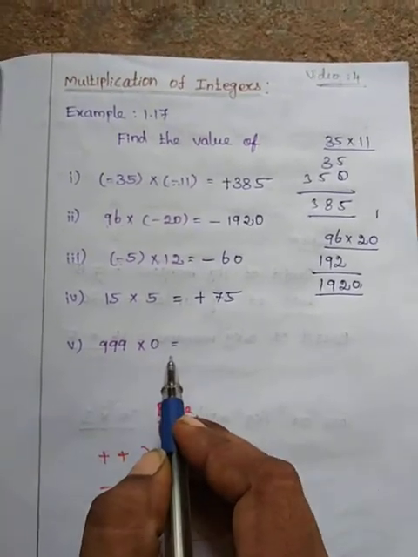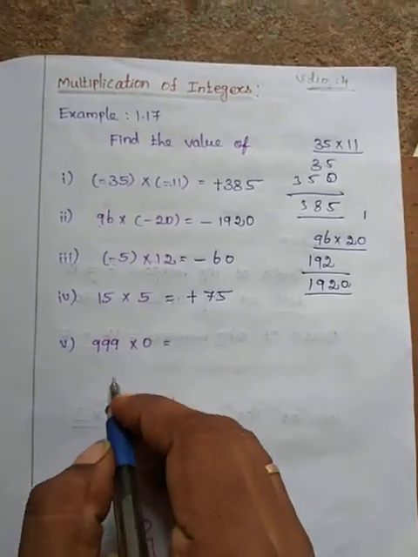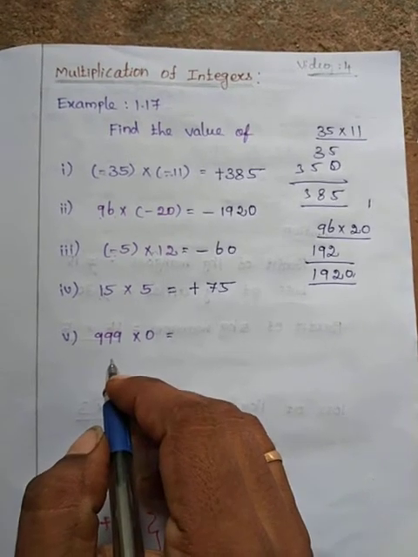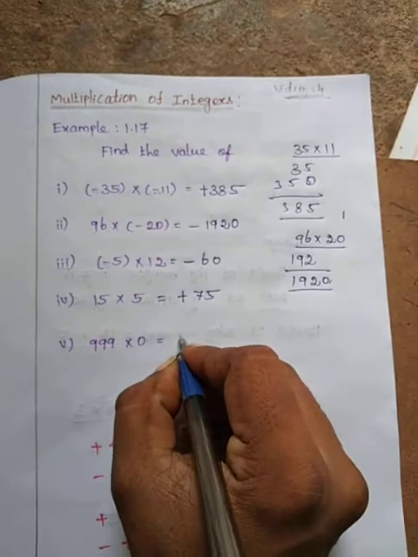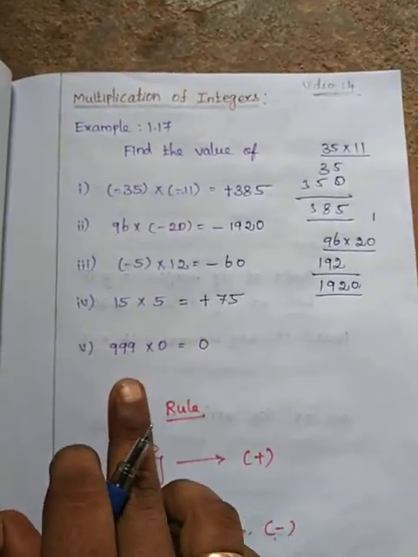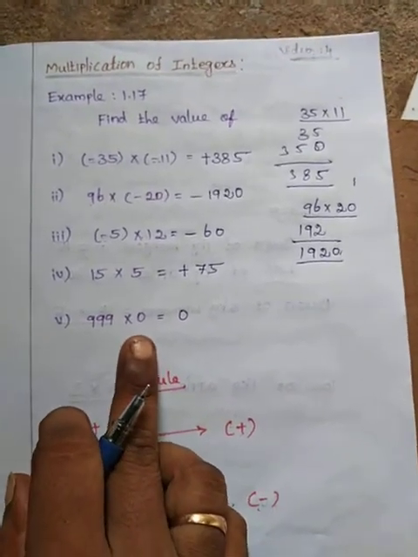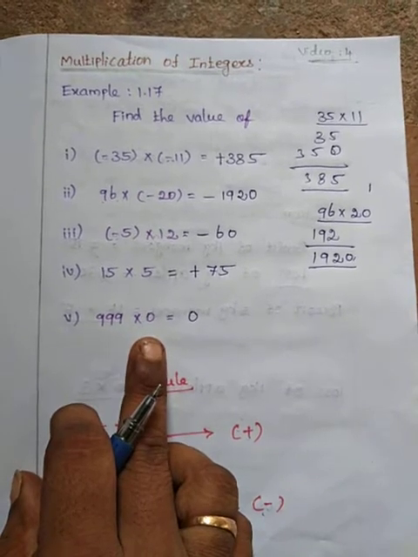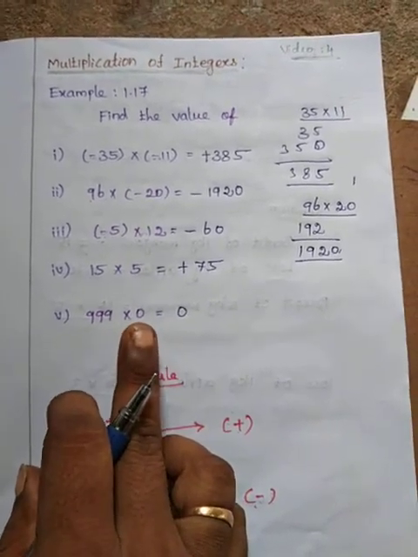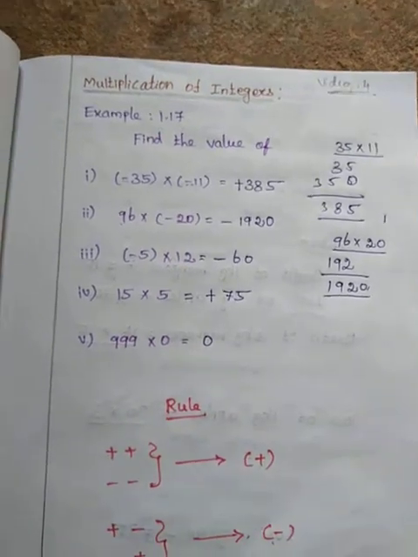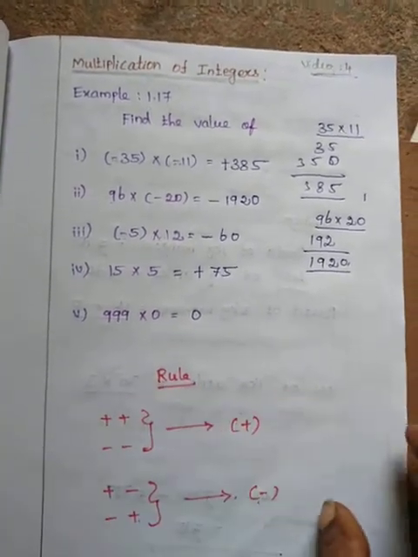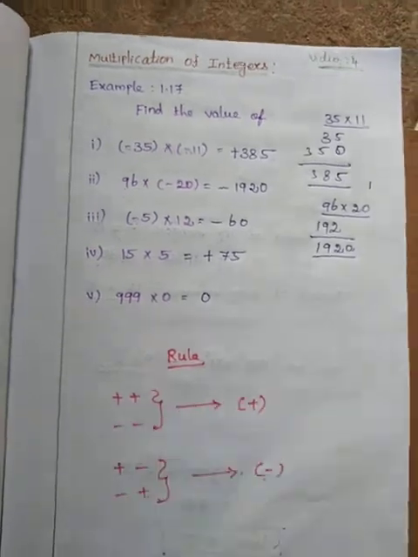See the fifth one, 999 into 0. I think you already know that if we multiply any number by 0, then the answer will be 0. So, this is one example for multiplication of integers.